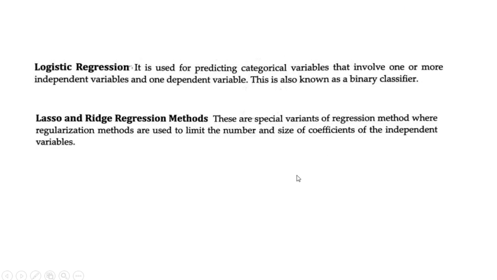Now there's also one more regression method which is a little advanced. You do not have to study this in detail. Lasso and ridge regression methods. These are special variants of regression methods where you use regularization methods to limit the number and size of coefficients of your independent variables. So you have independent variables as input x1, x2, x3. Here we give a limit on how many independent variables I'm going to have and what the size of the coefficients is. So basically this is an advanced topic where we are dealing with the number and size of the coefficients of your independent variables.